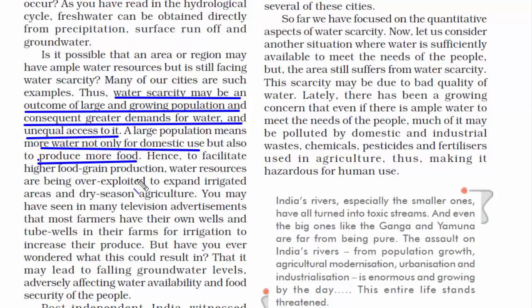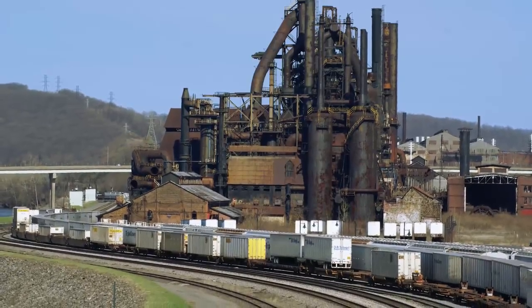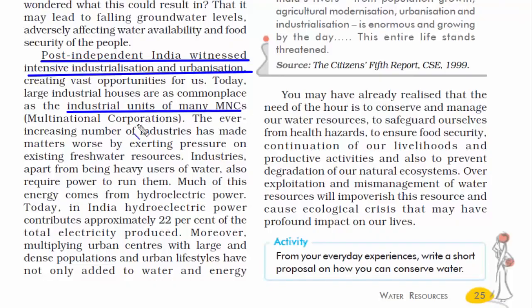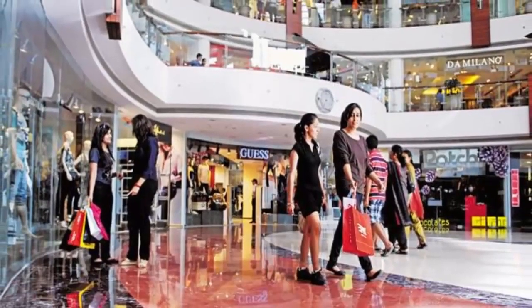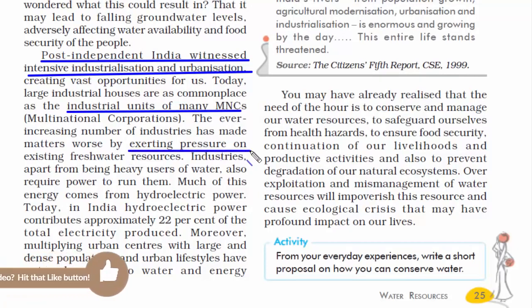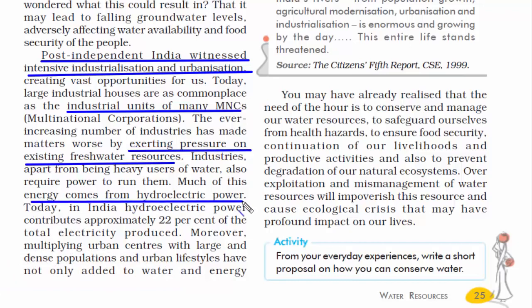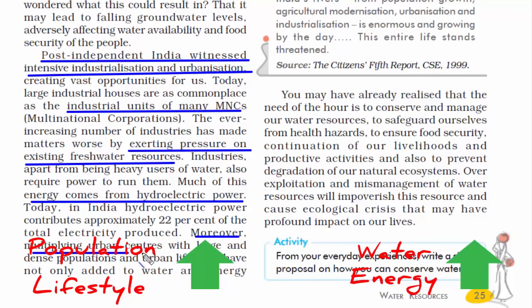Here is another great point that you can use for your essay. So after independence, India went through intensive industrialization and urbanization, which means a lot of industries and MNCs came up. Of course, it provided a lot of employment, and people's standard of living really improved. But on the downside, there was a pressure on existing freshwater resources. Because to make all of these industries and MNCs function, you need a lot of water. And not to mention, you also need a lot of electricity, which was also produced from hydroelectric power. So as the population and lifestyle kept on increasing, water and energy requirements also kept on increasing.